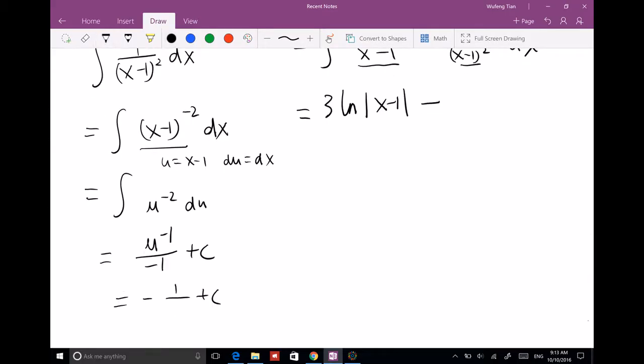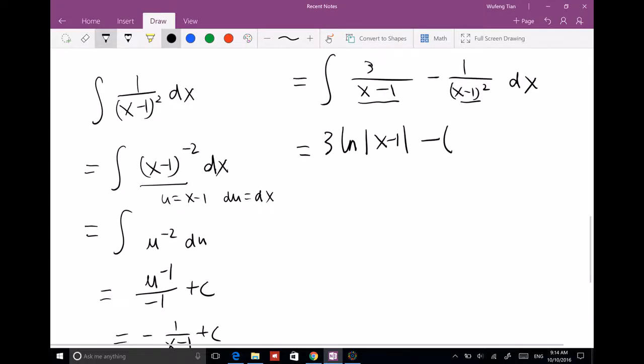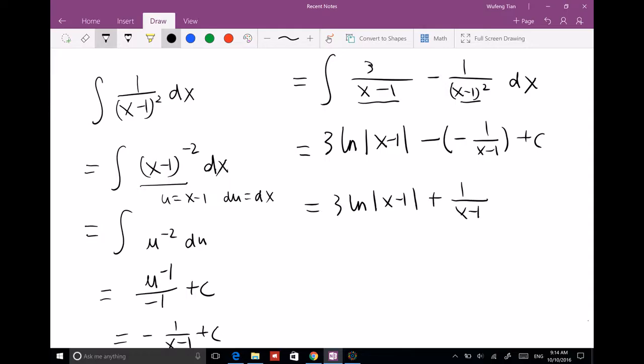And then you can change the u back into x minus 1. So here, now this is minus, because we just finished this one. So it's minus 1 over x minus 1 plus c. So the whole answer is 3 ln x minus 1 plus 1 over x minus 1 plus c. Okay, thank you very much.